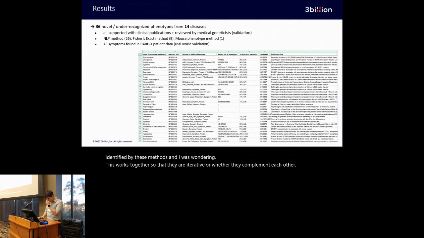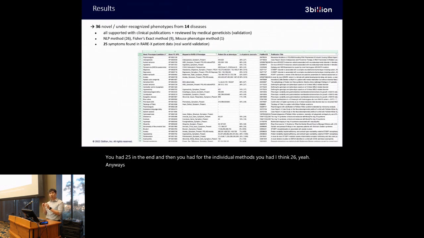I wrote the numbers here. You had 25 in the end, and then for the individual methods, you had, I think, 26. Anyways, some of the phenotypes were found in all three methods. Some were just in one. Some of them were captured in two methods. So I haven't put in the details, but if you are interested, I could give you more information on that. Okay, thank you.